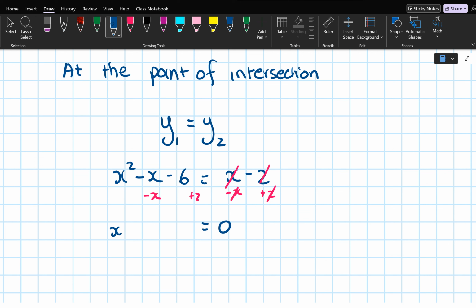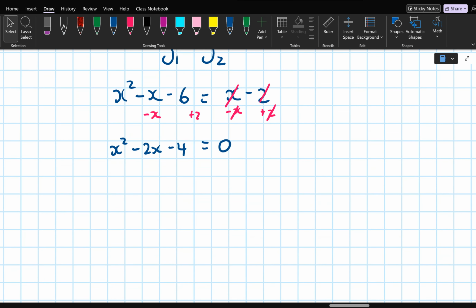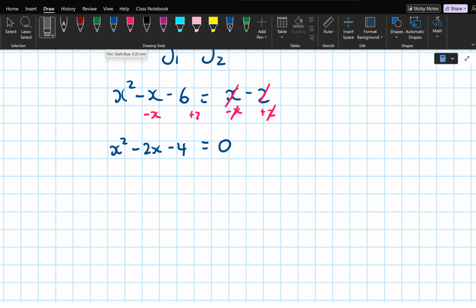And what you end up with now is x squared minus 2x, and what? Negative 6 plus 2 is minus 4. And then from there, we can see, can I factorize this to solve? And if I can't, that's when I use the quadratic formula. So here, let's test the factors of 4. We've got 1 and 4, 2 and 2. And is there any way that I can rearrange them so that I can get negative 2?